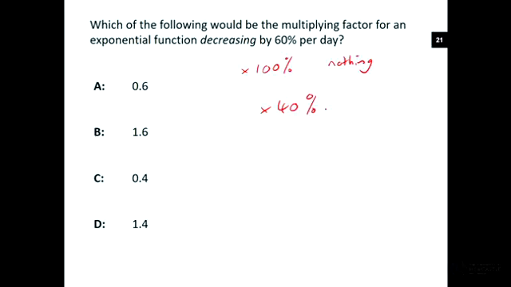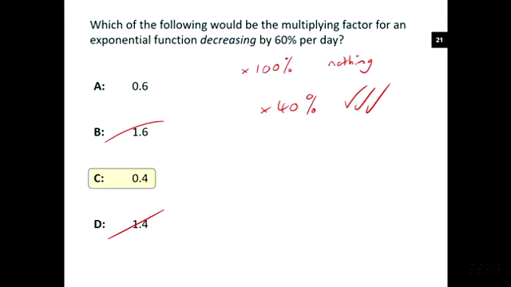100 minus 60% times 40% is exactly what we're saying. You times something by 40%, you've dropped it by 60. And which of them is equivalent to timesing by 40%? It's that one. It can't have been that or that. They're increasing. You times by 1 point something, you're making it bigger. I wanted to make it smaller.